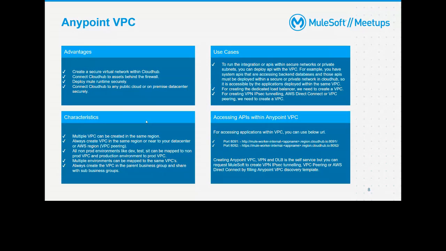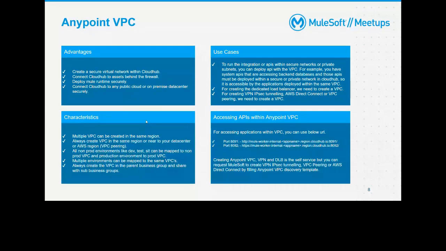There are some SaaS applications that we want to connect to from CloudHub, right? Those SaaS applications need some IP whitelisting. If MuleSoft is trying to connect to that SaaS application, but that SaaS application requires IP whitelisting, you can give them this CIDR range, basically this particular subnet or this VPC range. Apart from that, using VPC, you can connect the resources which are behind the firewall, or which are in the private AWS cloud. You can deploy your Mule runtime securely, and as I mentioned, it can connect to any public cloud, private cloud or on-premise data center securely.